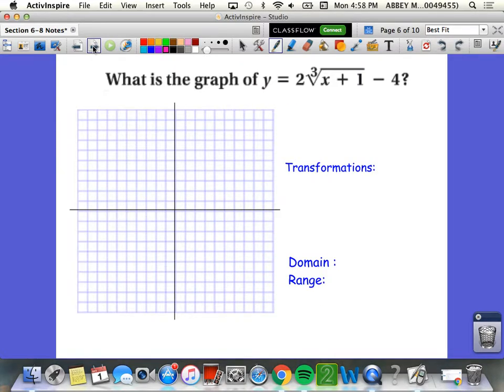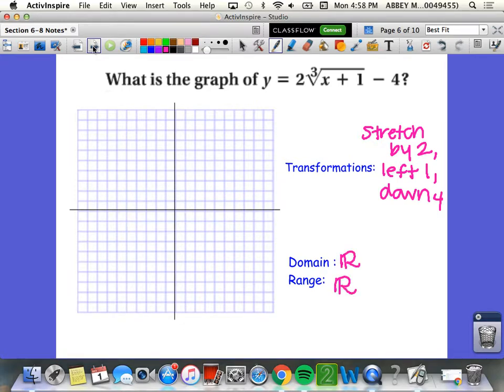So just like before, all of our transformations are the exact same. Okay, they have not changed whatsoever. So let's talk about our transformations. We first have a stretch by 2. We went left 1 and down 4. Okay. Now, domain and range, as we mentioned, it is all real numbers, all real numbers.